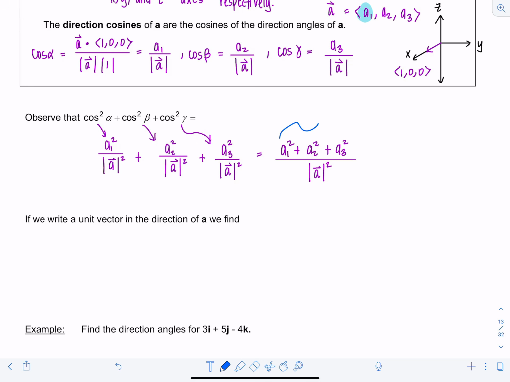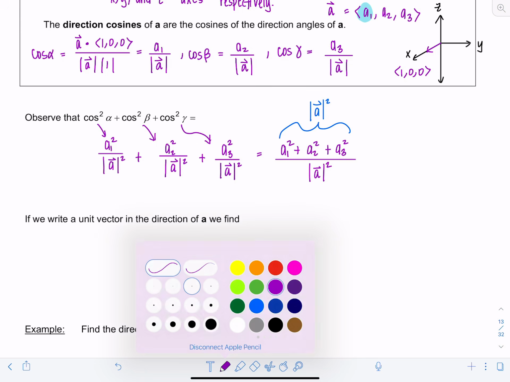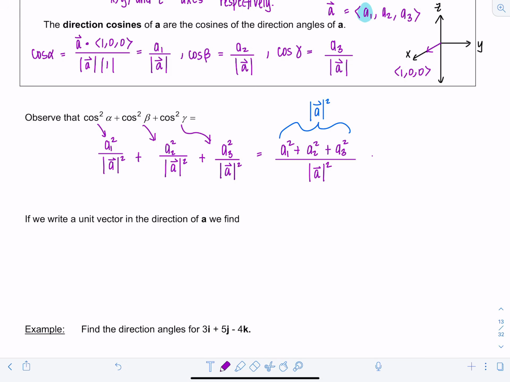And lo and behold, what is this all in the numerator? That's the magnitude of A squared. So I have the magnitude of A squared divided by the magnitude of A squared. That's just 1. So the sum of the squares of all of the direction cosines is going to be 1.